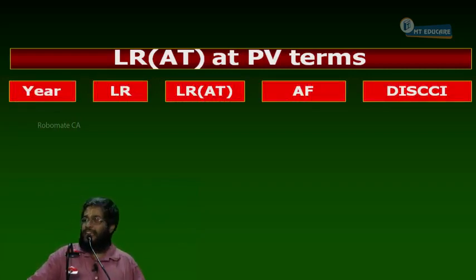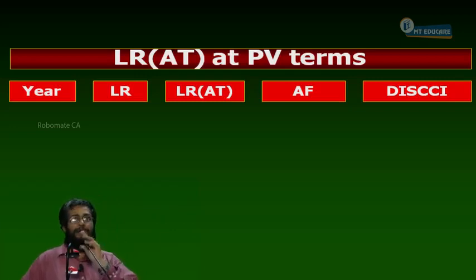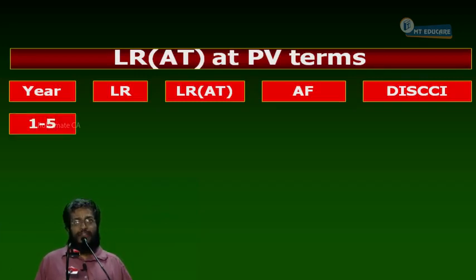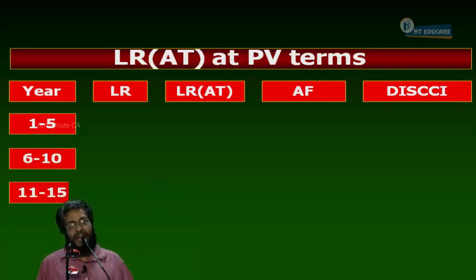Have the following columns: year, lease rental, lease rent after tax, annuity factor, discounted cash inflow. Here the years are 1 to 5, 6 to 10, 11 to 15. In these three stages, is the lease rental going to change or not?